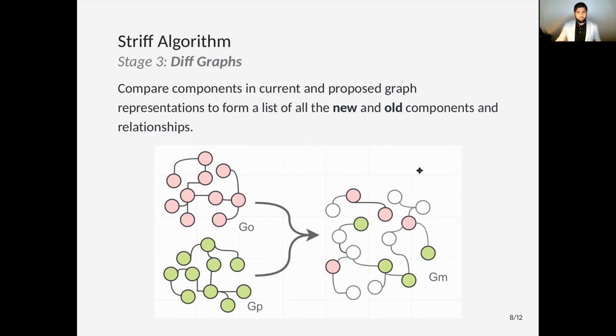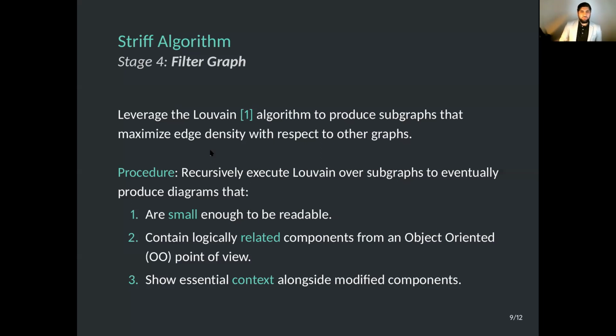This is a really difficult problem. Many automated solutions for generating or reverse engineering UML diagrams have failed because the diagrams were either too large or they weren't related. We're hoping to use a unique algorithm to solve this problem, and the way we do that is by applying a community detection algorithm over the graph. We use the Louvain algorithm to produce subgraphs that maximize edge density with respect to other graphs.